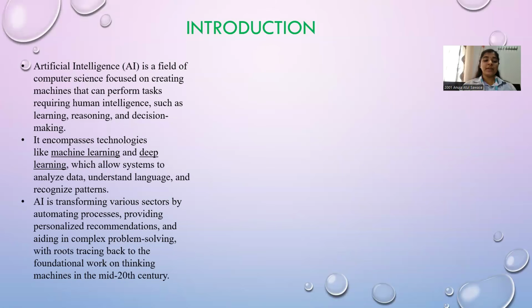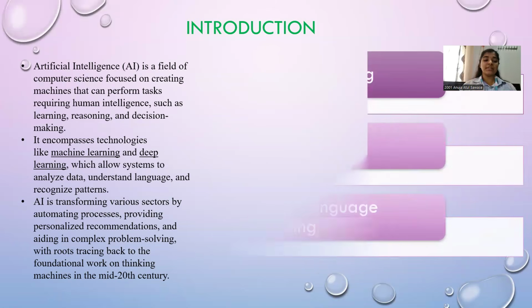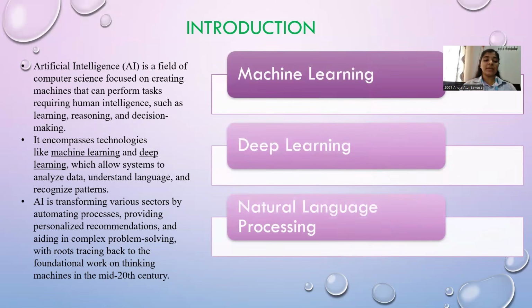Artificial intelligence is a field of computer science focused on creating machines that can perform tasks requiring human intelligence, such as learning, reasoning, and decision making. It encompasses technologies like machine learning, deep learning, and natural language processing, which allow systems to analyze data, understand language, and recognize patterns. AI is transforming various sectors by automating processes, providing personalized recommendations, and aiding in complex problem solving, with roots tracing back to the foundational work on thinking machines in the mid 20th century.